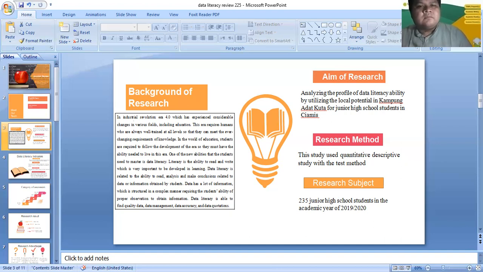So, the aim of the research is analyzing the profile of data literacy ability by utilizing the local potential in Kampung Adat Kuta for junior high school students in Ciamis. And the research method: this study used a quantitative descriptive study with the test method, and the research subjects of this journal are 235 junior high school students in the academic year 2019-2020. After this, we will listen to the data literacy indicators, categories of achievement, the research results, and so on from my friend Haris Novalia. The time is yours.